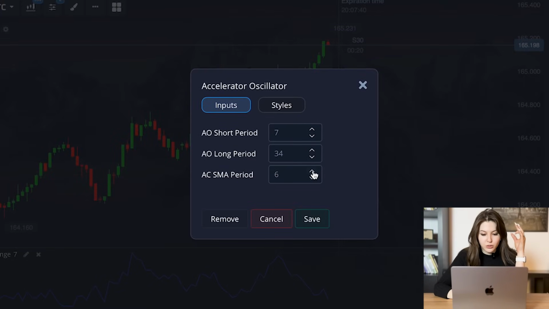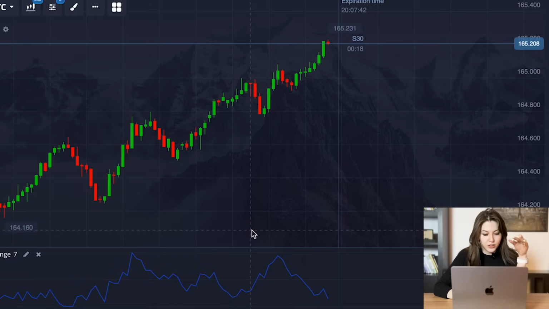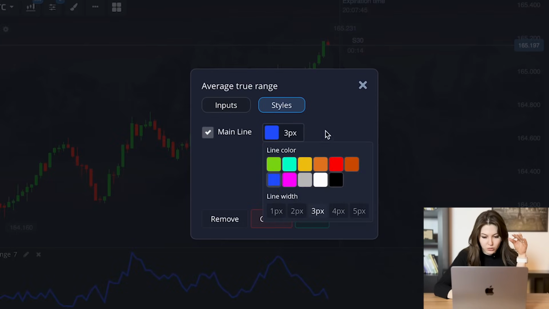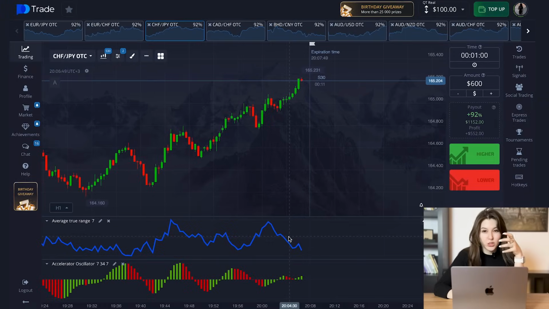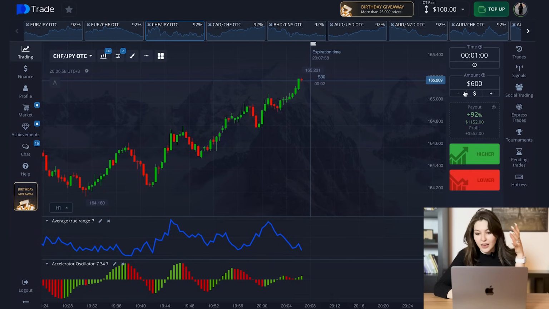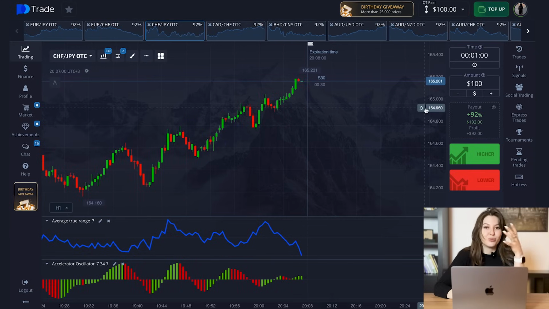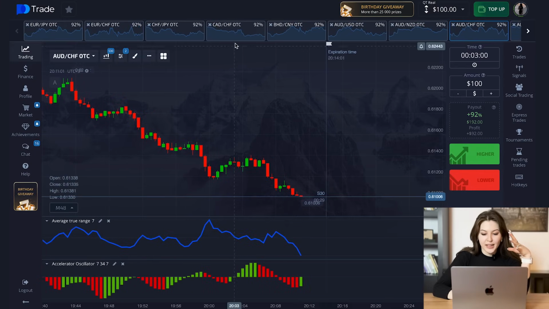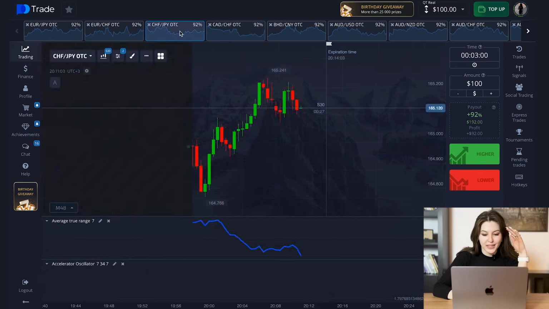Also we're gonna use the same periods here to synchronize them, and I'm gonna change the style a little bit so it's more comfortable for me to see the line. We're gonna use the time frame 1 minute, 3 minutes in different situations, from asset to asset. And also we're gonna start with $100, of course. Okay guys, so let's start. We already have our indicators set, so let's find the best asset.